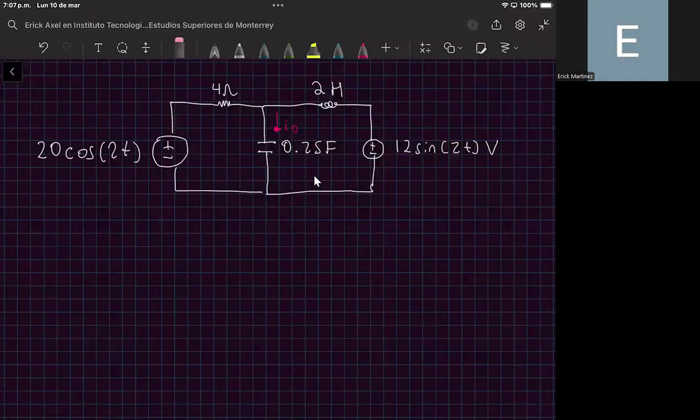Okay, so hello everyone. In this video, I wanted to make an introduction into how you can solve AC circuits using mesh analysis. I have prepared the following exercise in which we have a voltage source right here.